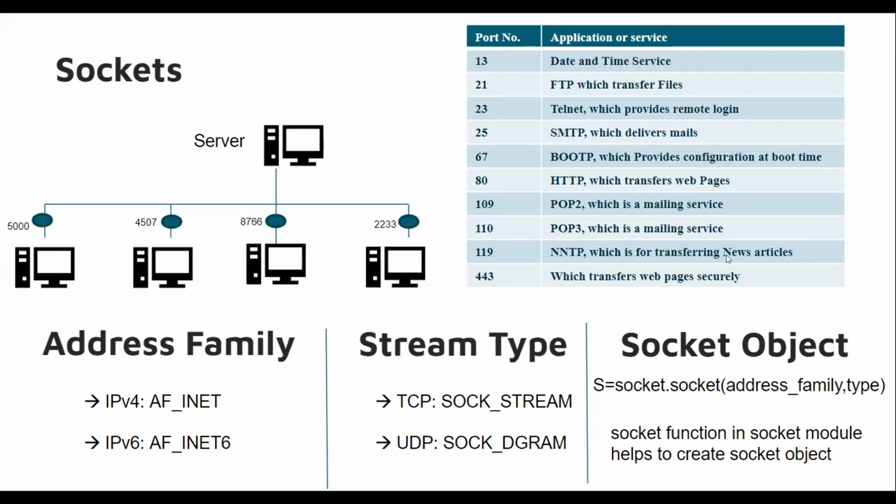So when I write the program, I'm going to have an object of my socket module, which is S. For S, I need to specify which address family and which type. By default, it is IPv4 and TCP/IP, that is sock_stream.